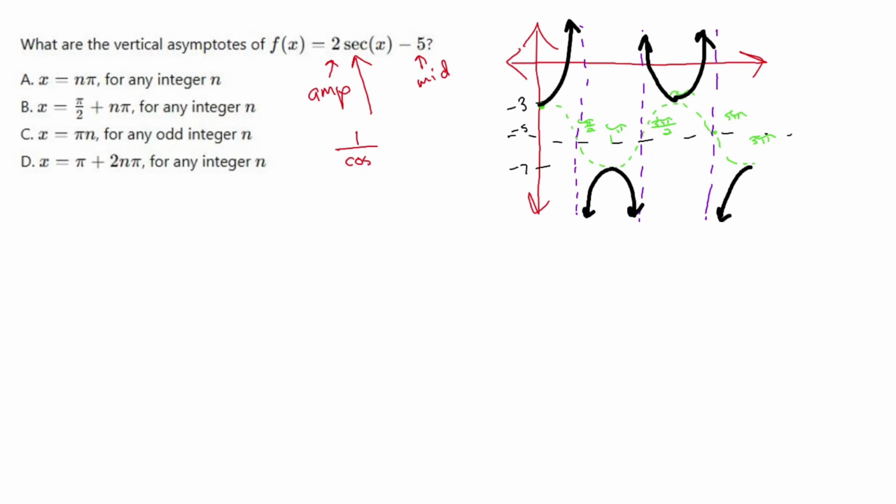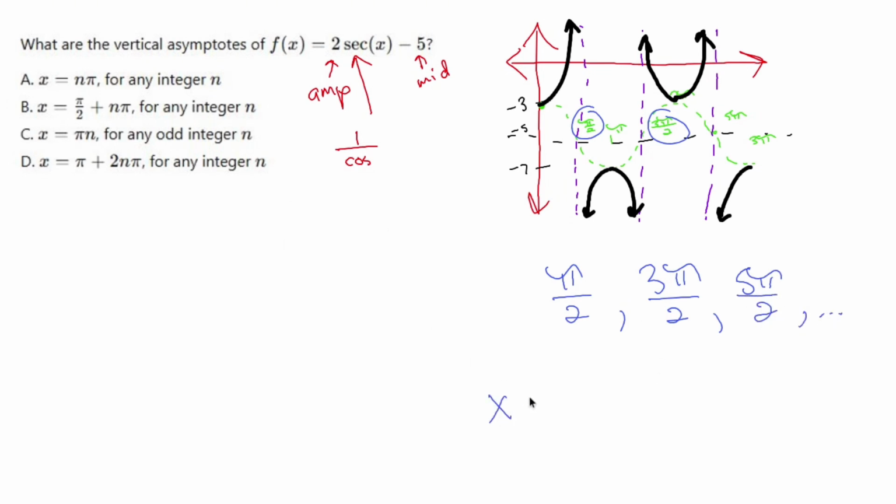Now, I did too much. I didn't have to do near enough or near that much. All I had to do was recognize the fact that, all right, well, at pi over 2, and at 3 pi over 2, and at 5 pi over 2, and so on and so forth, we're going to get vertical asymptotes. Now, how do I turn that into an equation?